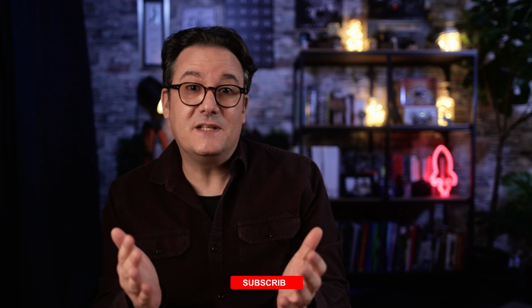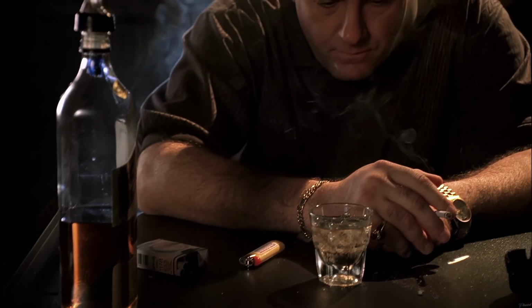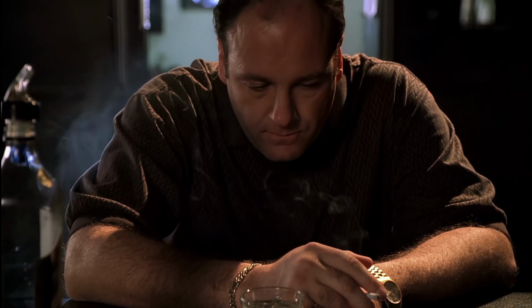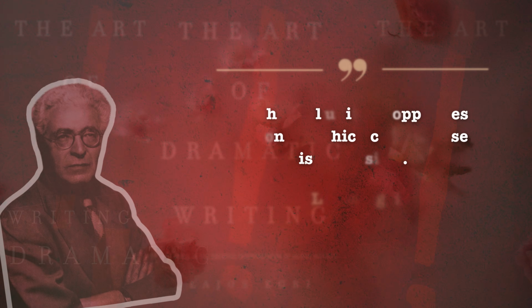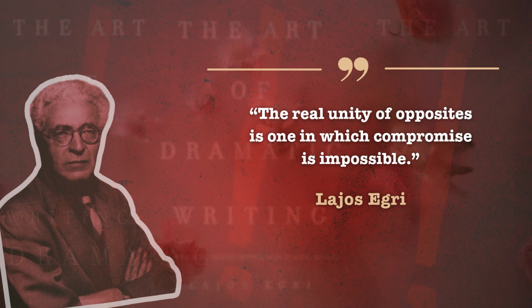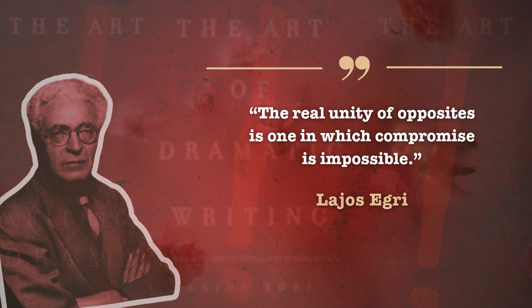And the unity of opposites doesn't have to be about multiple characters either. In fact, you can use this technique with just one. Take Tony Soprano. He wants to be a good husband and a loving dad, but he also wants to be a feared and respected mafia capo, and that means every now and then he's going to have to peel a cap on a mother lover. These two desires are completely opposite. As Lajos Egri said, the real unity of opposites is one in which compromise is impossible.